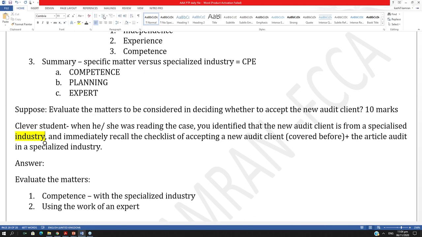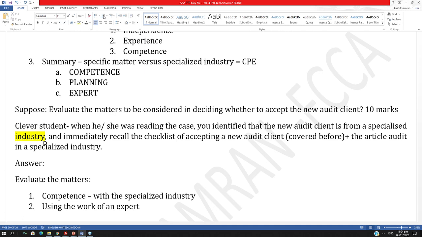So this is not a standalone article, right? This is not a standalone article, but this is a very simple article. It will just take 30 minutes for you to read this article. And if you read this article, this might help you somewhere or the other in the exam paper. Is that clear to all of you?